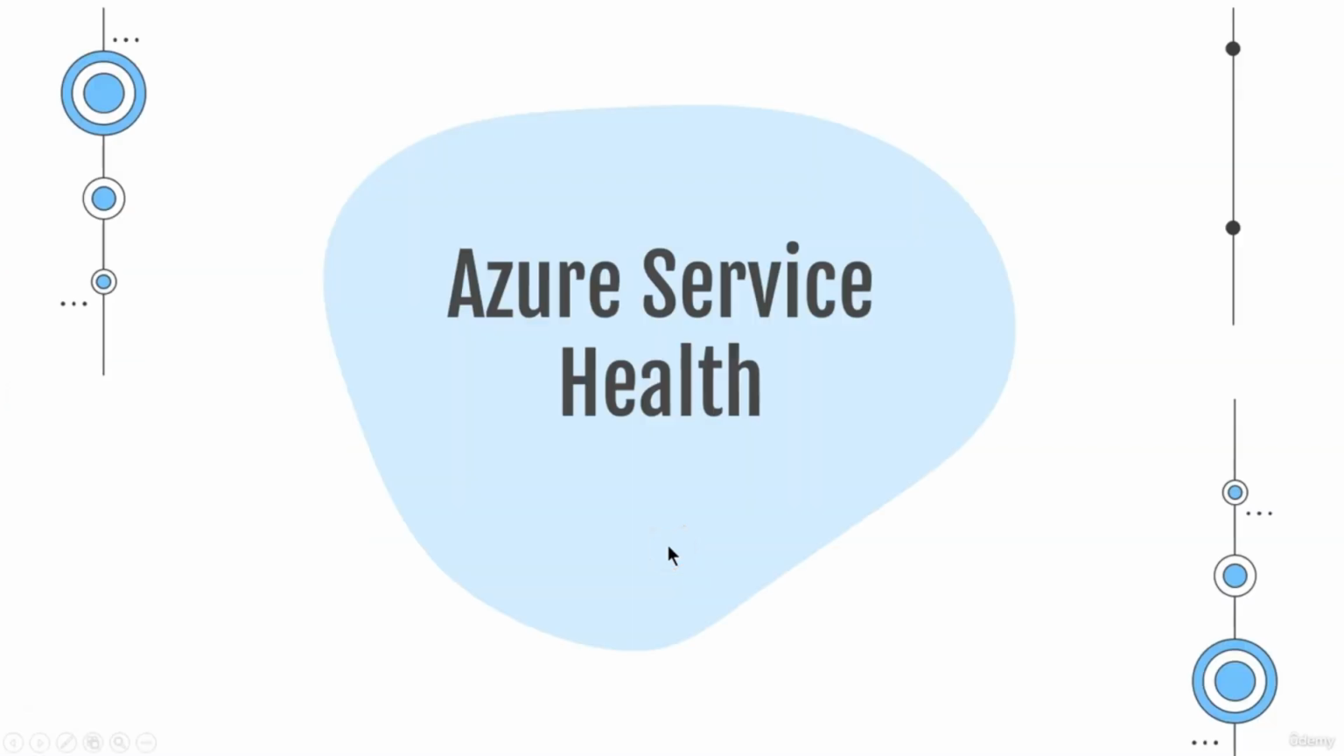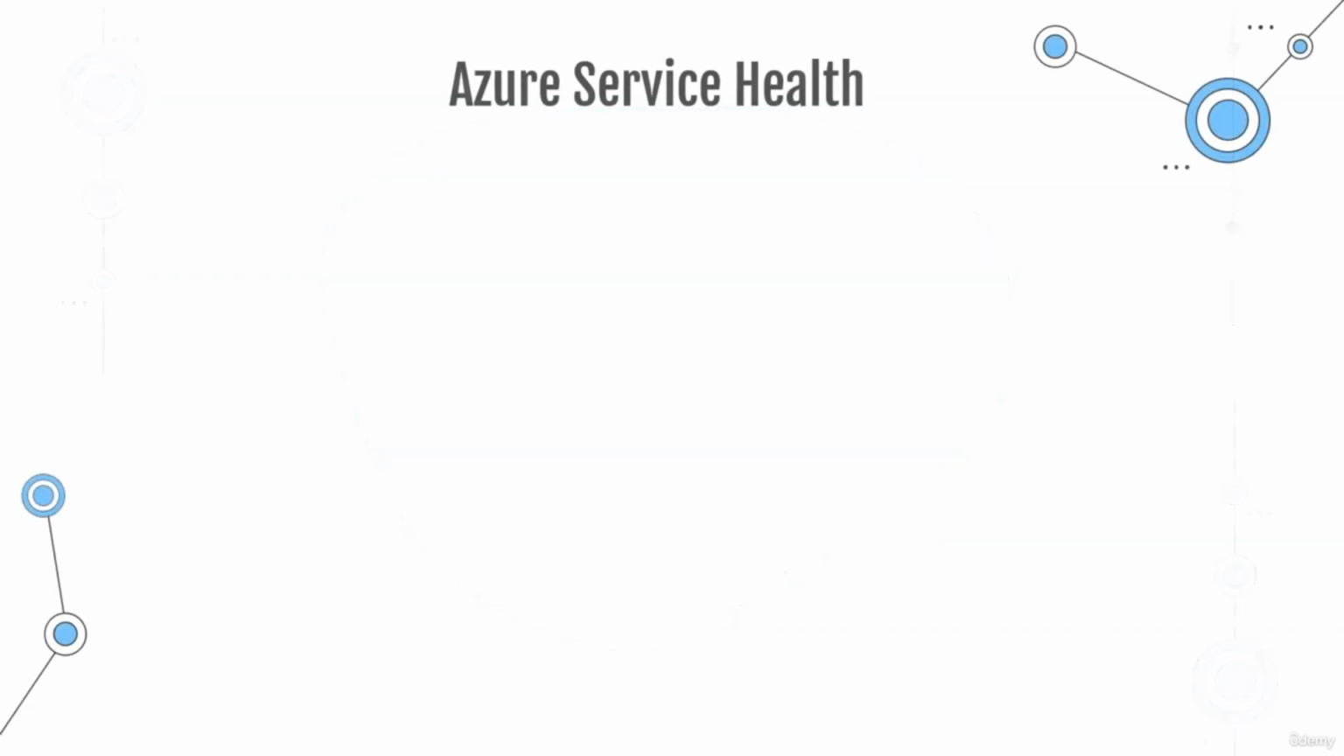If we are using Azure services in a productive environment, it is very important to be informed about some kind of maintenances, some kind of events that can affect the health of our services. And this is what we use Azure Service Health for. Azure Service Health informs us about the health of the services that we are using. And this is divided into 3 different parts.